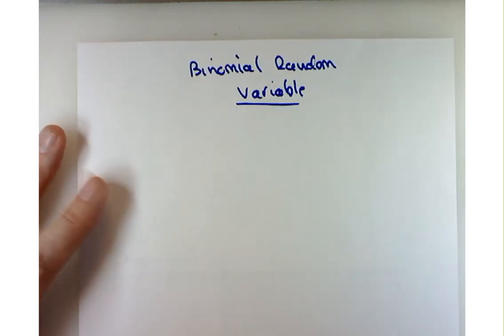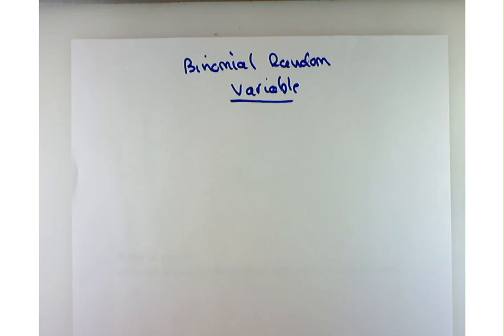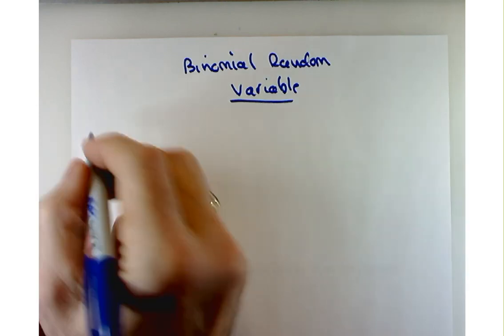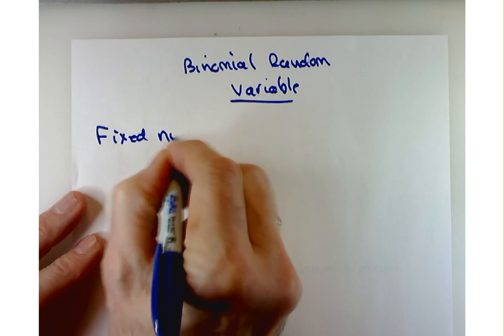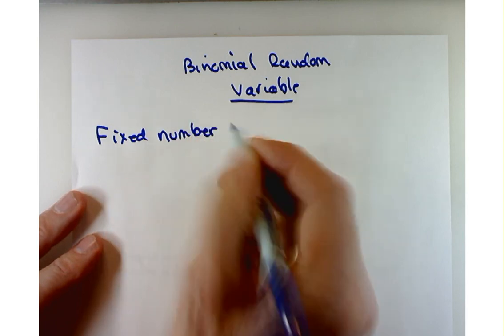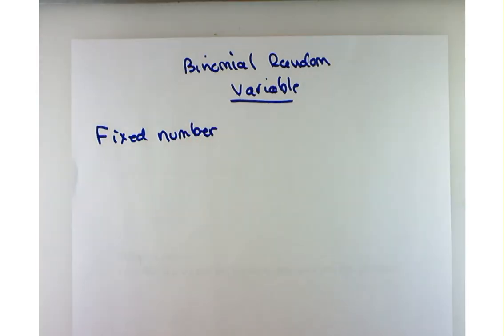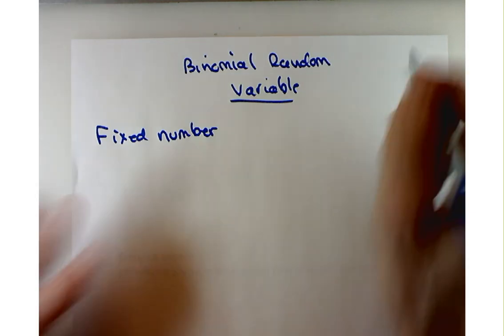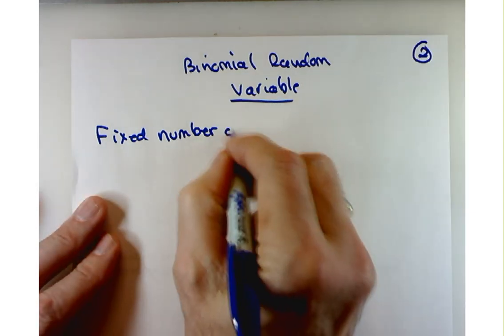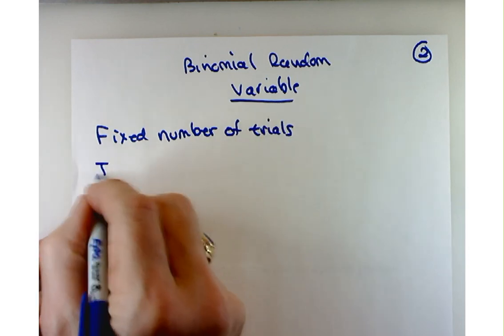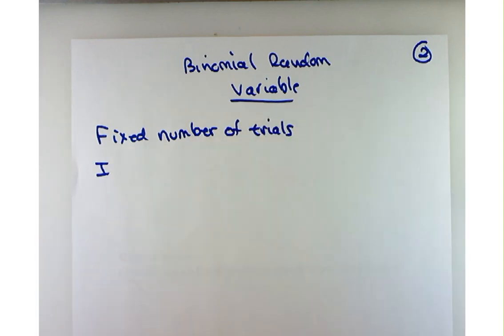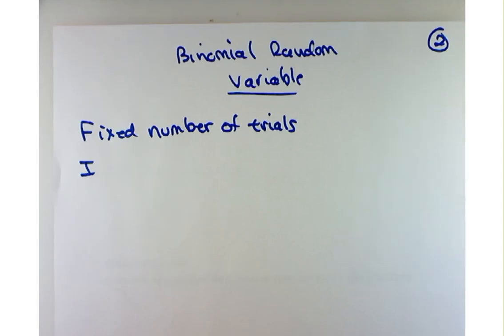There's several aspects as to whether or not something is a binomial random variable. First of all, you have to have a fixed number of trials. So in case you're curious, this is the part where you should be starting to take some notes. Fixed number of trials. And I stands for independent. The trials should be independent.